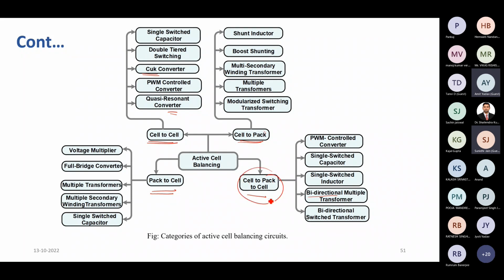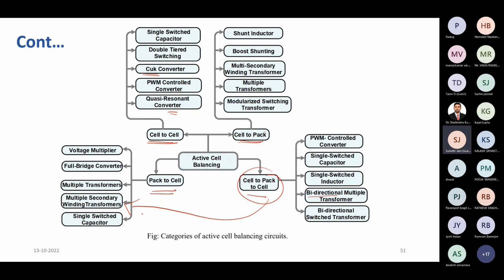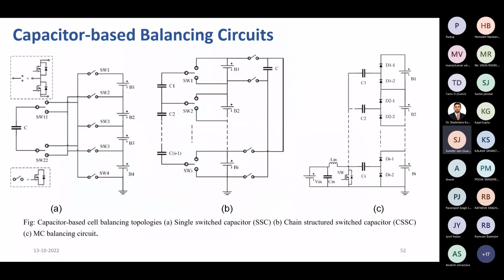So this configuration mainly we can adopt for this also. These are the different schemes that are available to balance the cells, where we can go for different configurations. From the literature we have reviewed, these are the basic topologies which are available for active balancing.